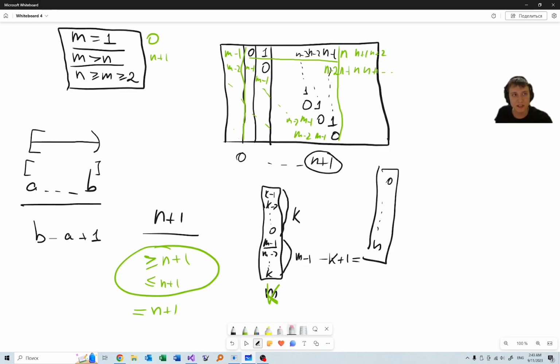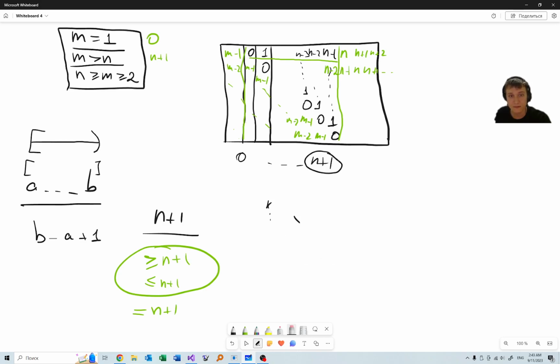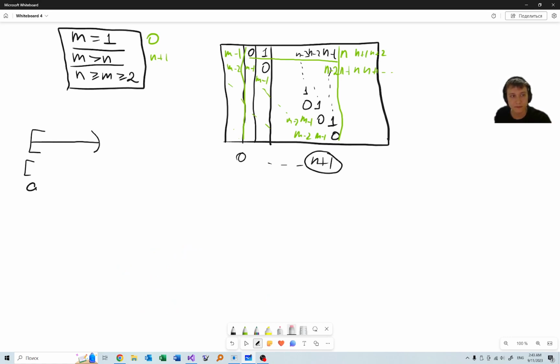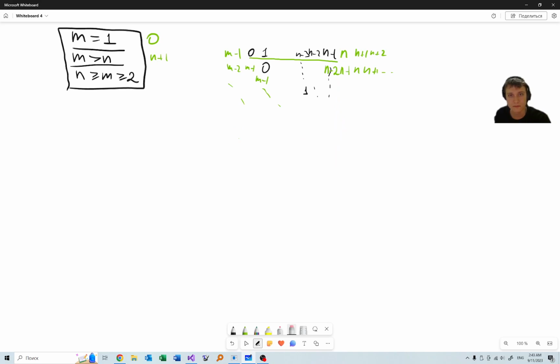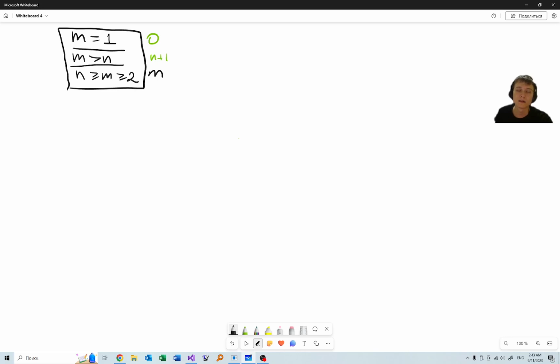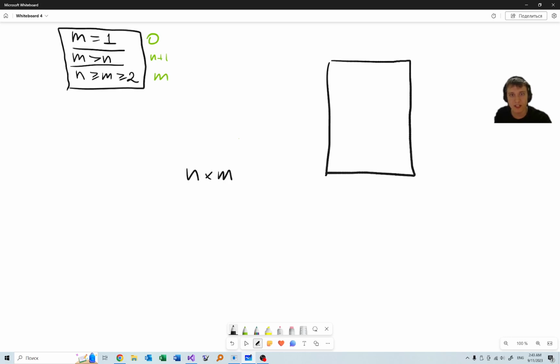And the final part is n at least m and m at least 2. How do we solve the problem in this case? In this case, I claim that the answer is m. First of all, let's achieve this answer. We have some matrix n times m, where n is at least m.